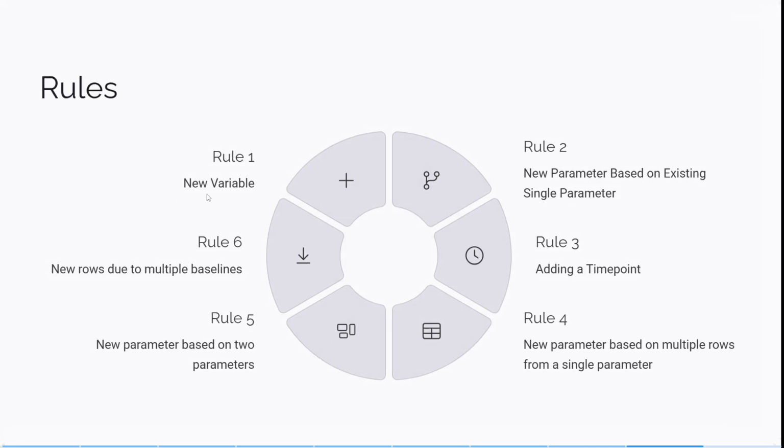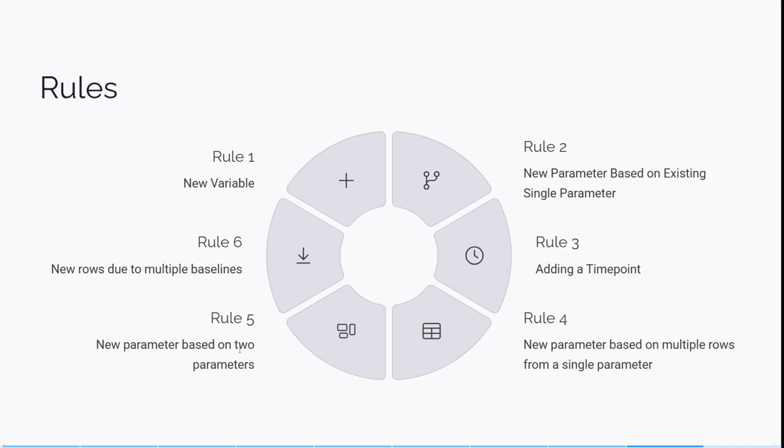Okay, so here are the rules. Rule number one: new variables, where we create a new variable. Rule two: a new parameter based on an existing single parameter, so you create the new parameter based on the existing single parameter. Rule number three: adding a time point. And rule number four: a new parameter based on multiple rows from a single parameter. If you have multiple rows, you can take the average of the multiple rows to create a new parameter from the single parameter.